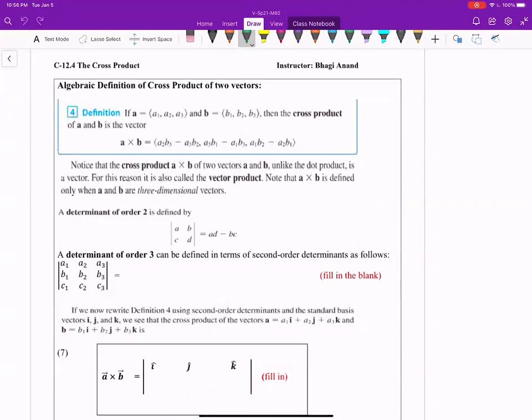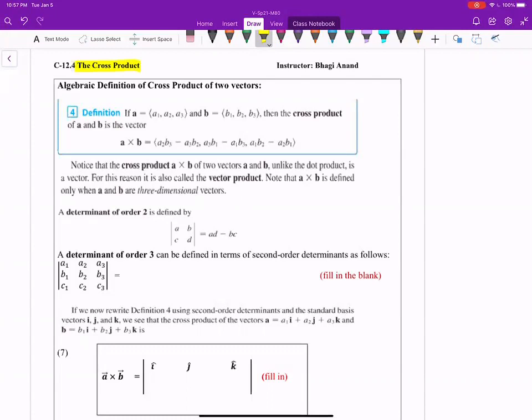Welcome everyone. In this video, we are going to do chapter 12, section 4, the cross product. In the first three sections, we saw the three-dimensional coordinate system and how to represent a point in space. The next section was about vectors, how to add two vectors, subtract two vectors, and some properties of vectors, scalar multiples of a vector, and so on.